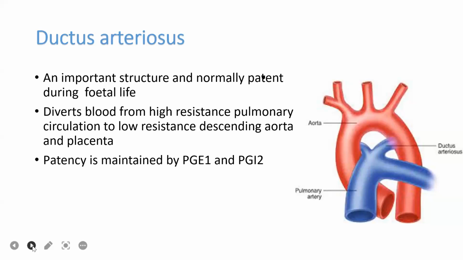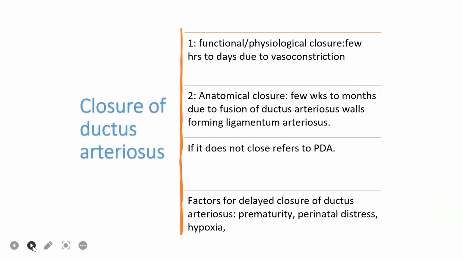So patency of the ductus is maintained in intrauterine life, as it is an important structure, by prostaglandins. These are prostaglandins that are synthesized in the vascular wall of this vessel. So prostaglandin E1 and prostaglandin E2. Functional closure occurs within a few hours after delivery due to constriction of the vessel. Then anatomical closure occurs with fusion of the walls of the ductus arteriosus, which converts that ductus into the ligamentum arteriosum.